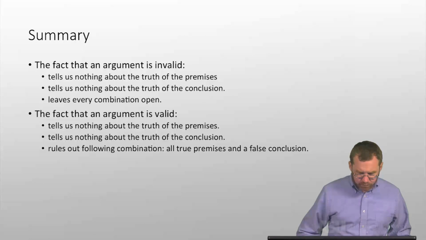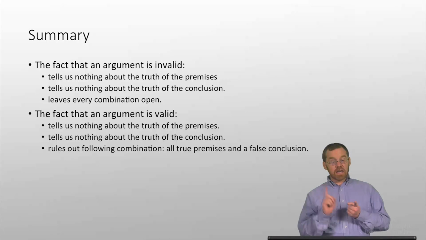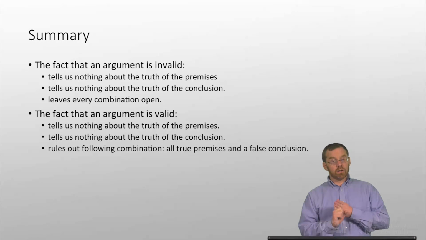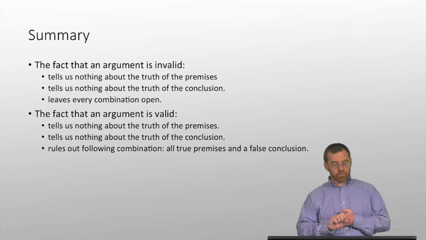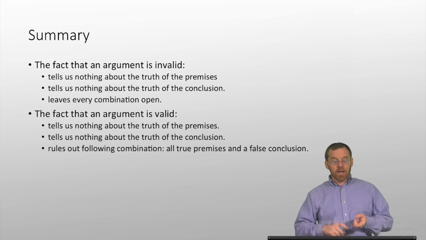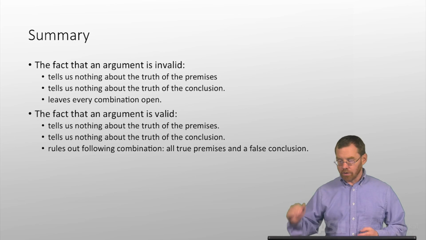So, in summary, the fact that an argument is invalid tells us nothing about the truth of the premises, tells us nothing about the truth of the conclusion, leaves every combination open. The fact that an argument is valid tells us nothing about the truth of the premises and tells us nothing about the truth of the conclusion, but it does rule out one combination: all true premises and a false conclusion.